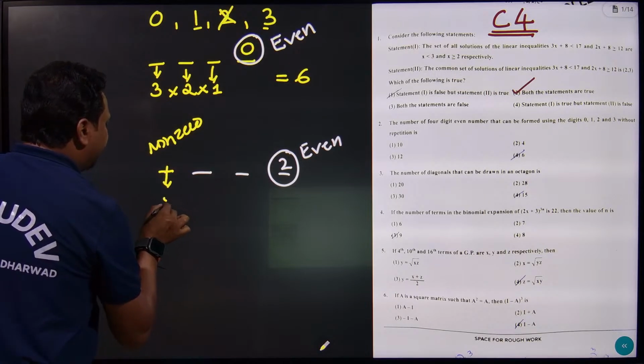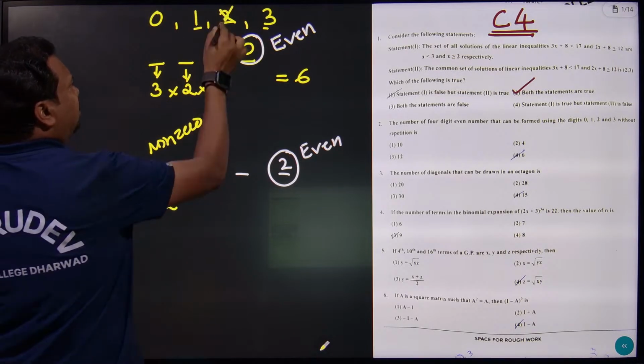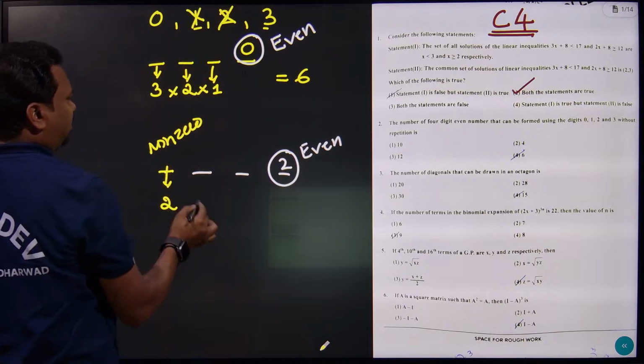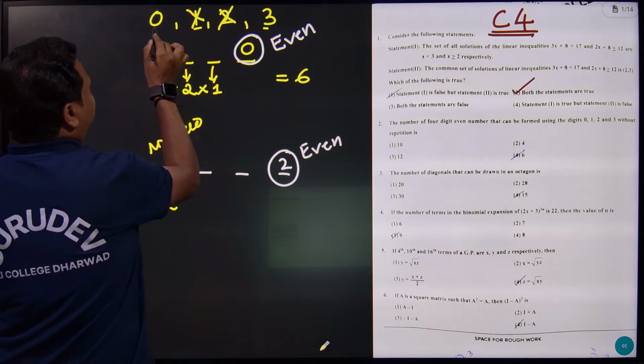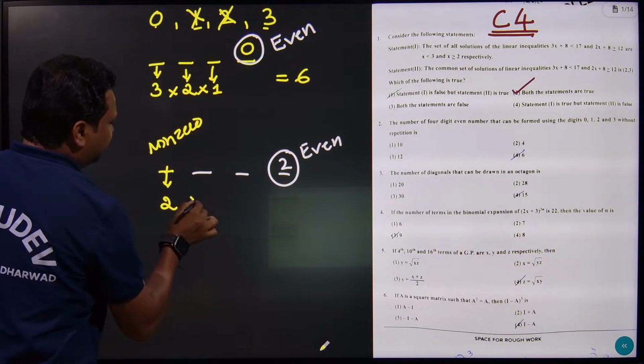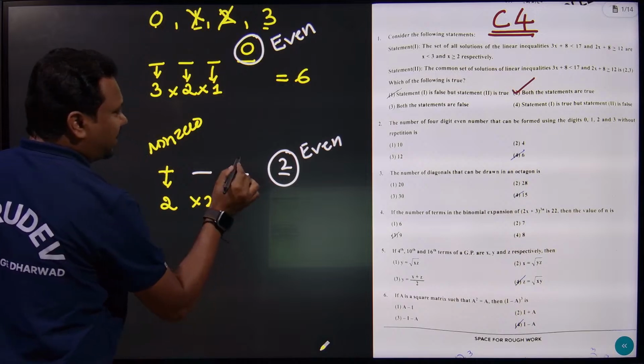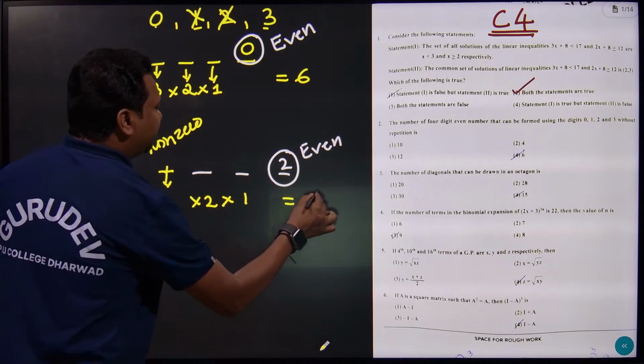So this can be filled in how many ways? 2 ways. Now say for example 1 choose ಮಾಡಿರಿ ಅಂತ ಅನ್ಕೊಳ್ಳಿ. For the remaining 2 digits either you have 0 and 3. It means this can be chosen in 2 ways, this can be chosen in 1 way. So what is the total number of ways? 4 ways.